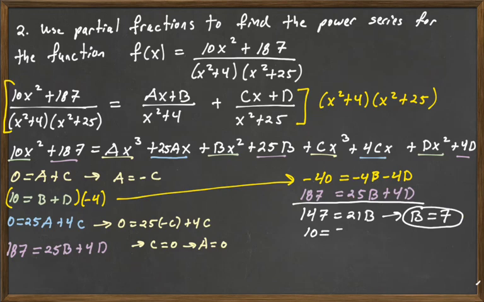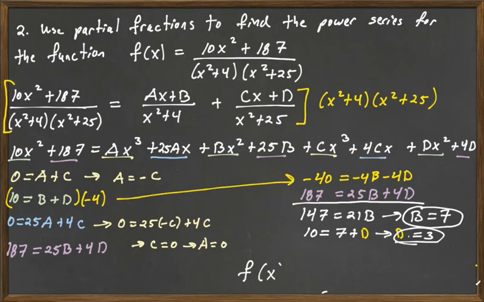So then 10 is equal to b, which is 7, plus d. So yeah, that should be a d here. Hold on a second. Not c. C we already figured out was 0, so this should have been d. Okay. All right, so d is equal to 3.